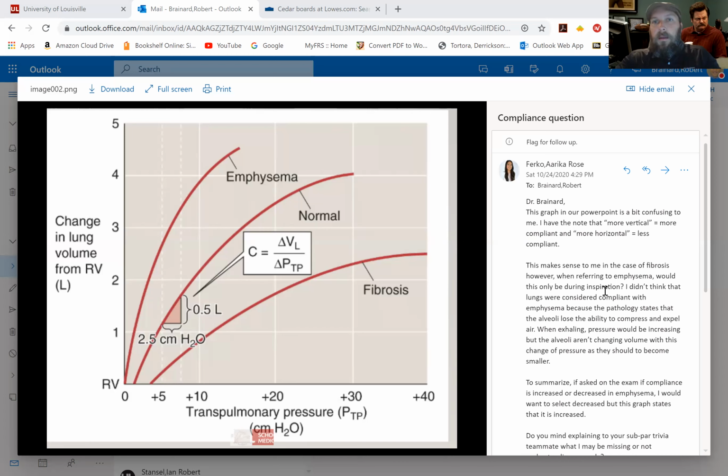Let me pull up my marker. Can I annotate this? I think so. Right here with this, no, I can't draw this.